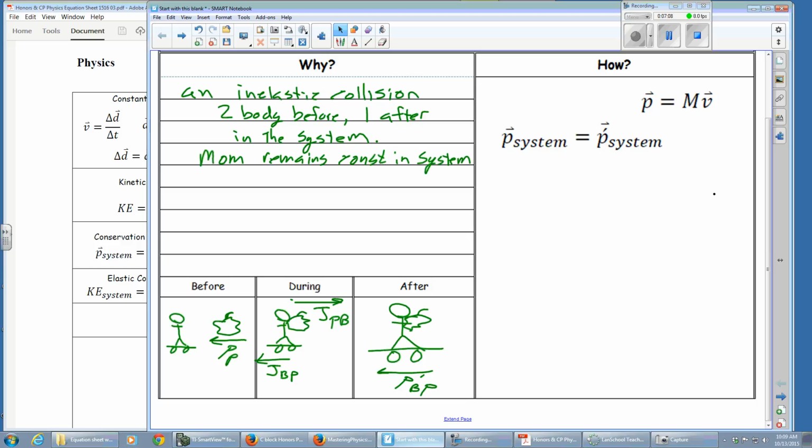So, before, I have the momentum, I'm going to do this very formally. I have the momentum of Brittany and the momentum of the pumpkin. And afterwards, I only have one thing. I have the momentum of Brittany and the pumpkin. It's one body. And I should have a tick mark on that.